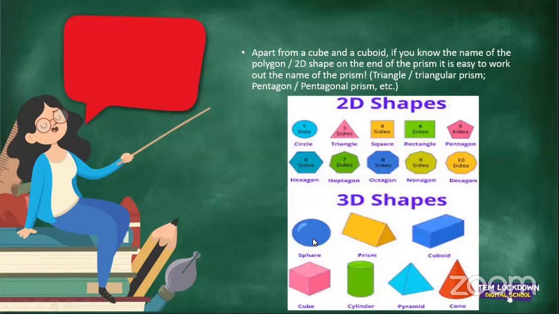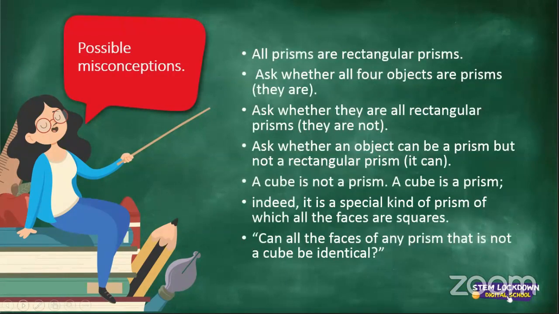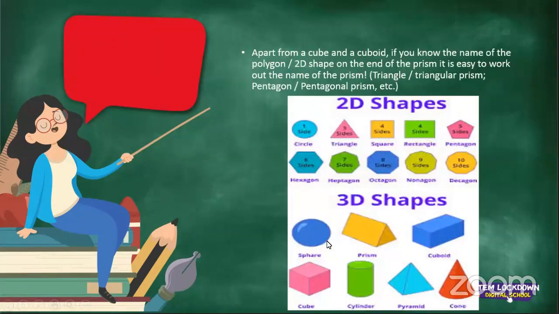All right, now we see here, this one is similar to a circle, but it is taking up space. So this one is called a sphere. And here, this one is a prism. Okay. This one here is a cuboid. This one is a cube, a cylinder, pyramid, and a cone.